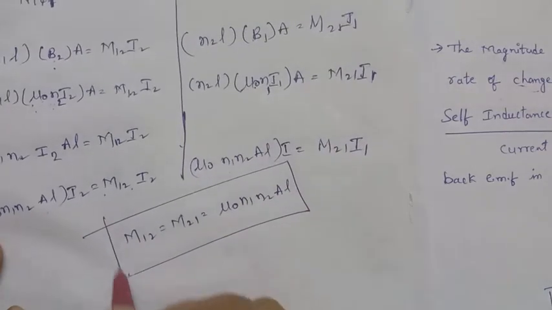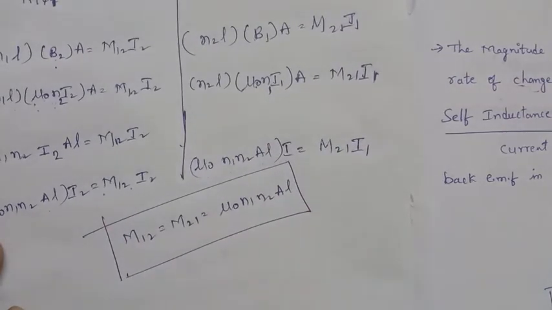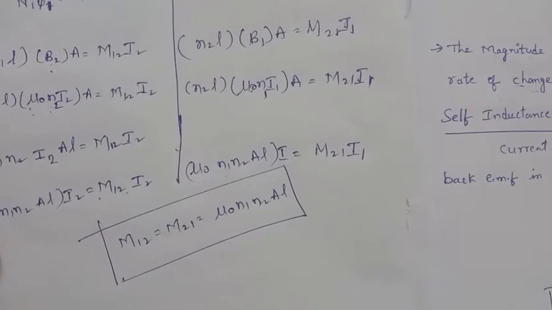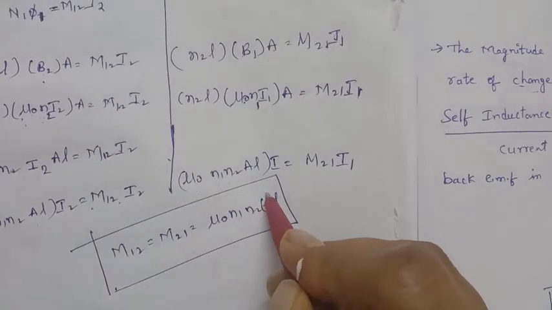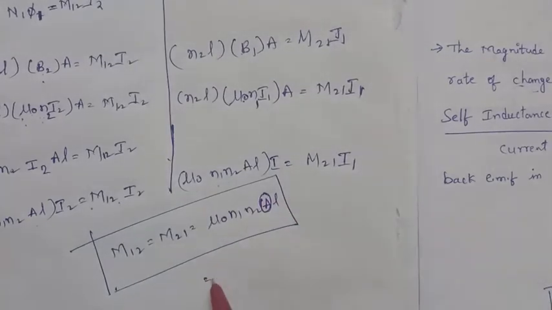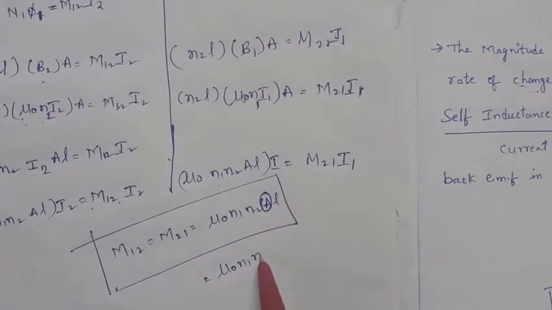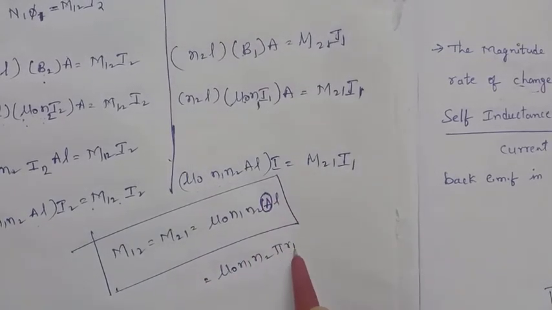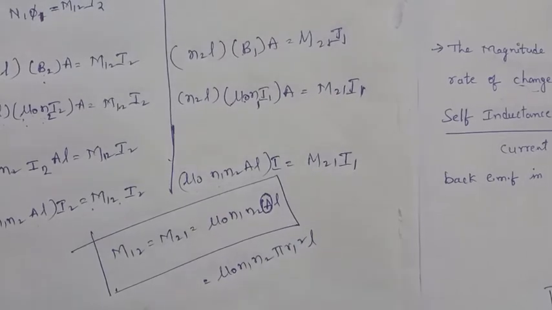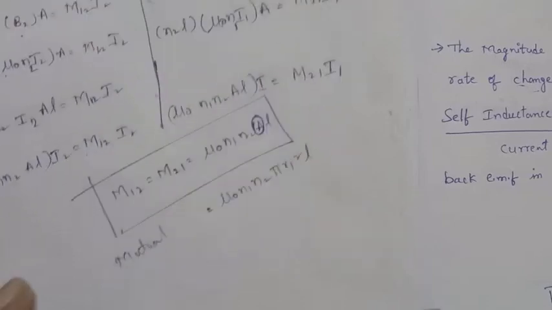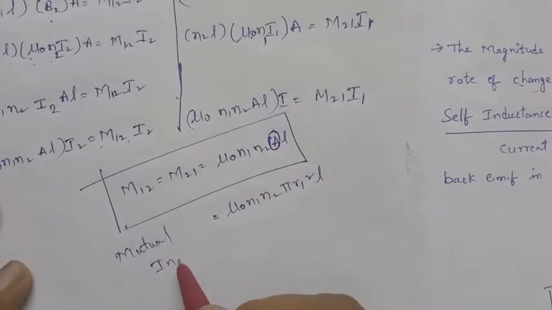This is the mutual inductance. Mutual inductance is equal to mu naught N1 N2 A L, where A is the common area of cross section. At that time it is mu naught N1 N2 pi R1 squared into L. It is the mutual inductance.